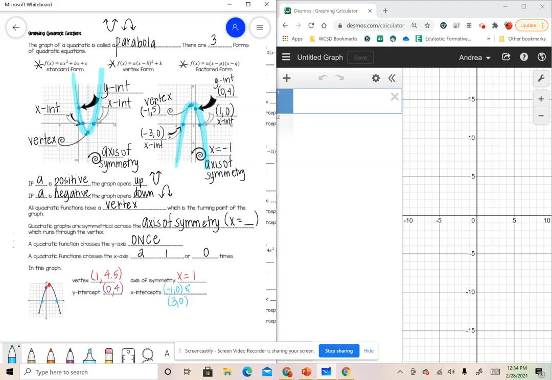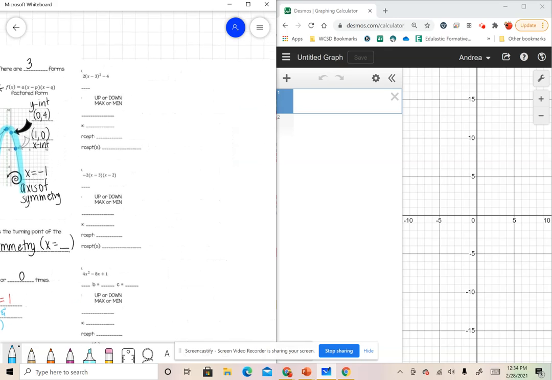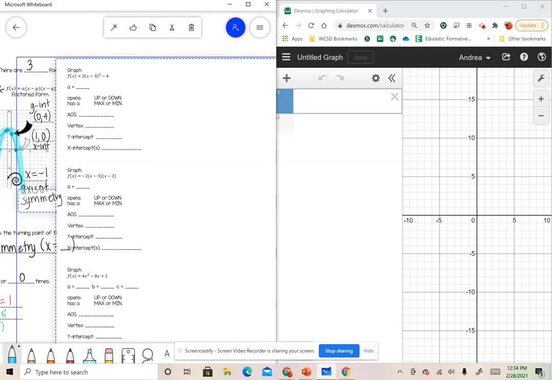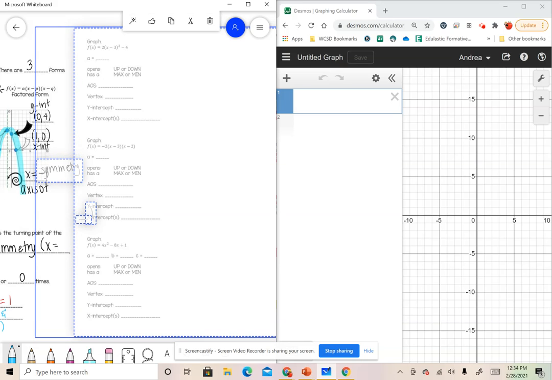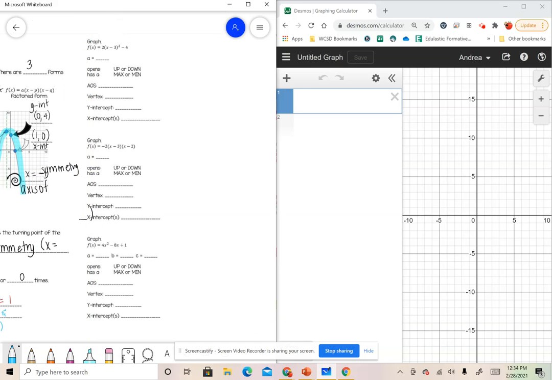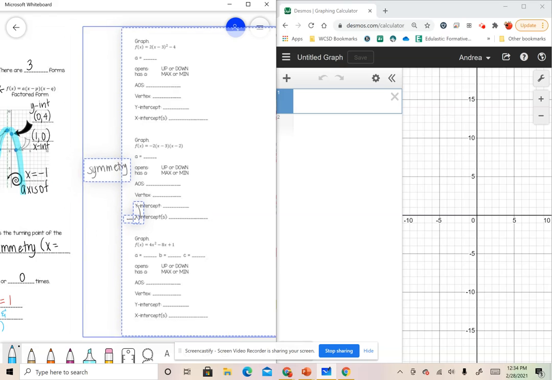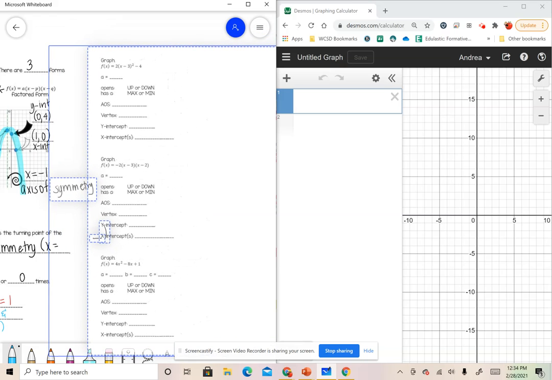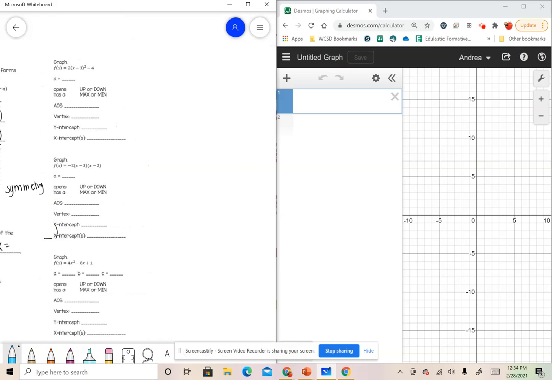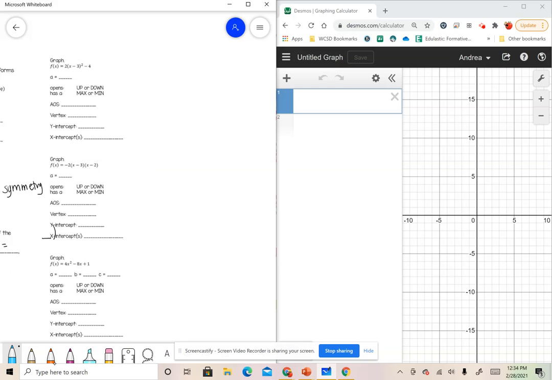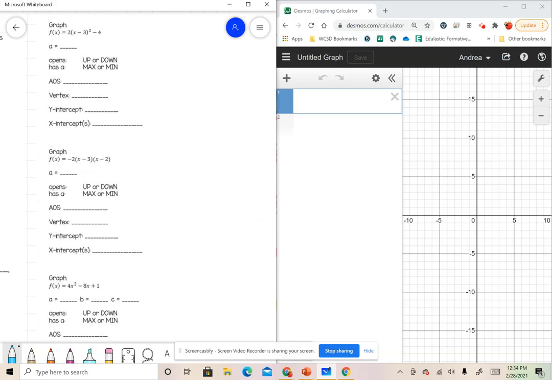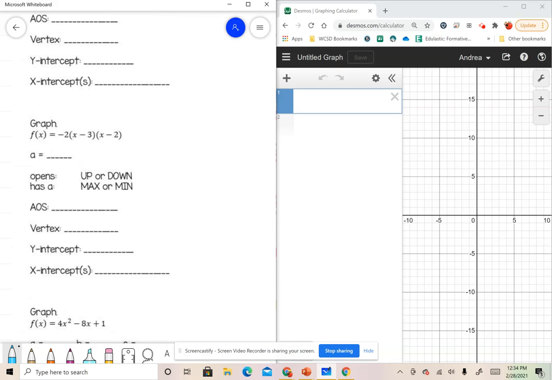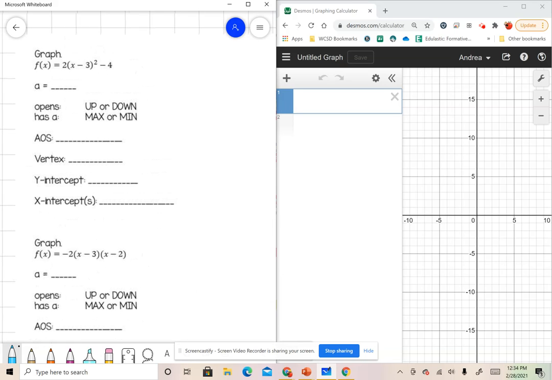Okay. Now what we're actually going to do is graph these next ones. And it doesn't matter what the equation looks like. We're just going to plug it straight into Desmos, no matter what. All right, so we'll do this first one on the top first.